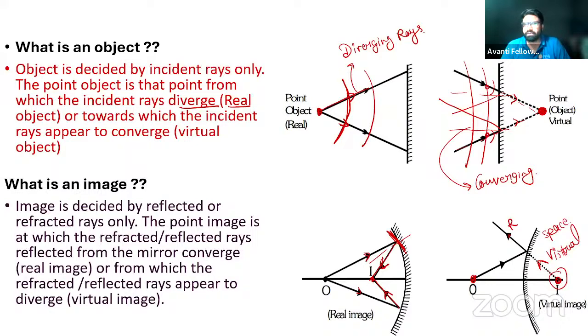Object is related to the incident ray and image is related to the reflected ray. Object is that point from where the incident rays are coming or appear to come, and image is nothing but the point from where the reflected rays are coming or appear to come. Either they are actually coming or not, that is not the case. They should just appear that way. Got it?